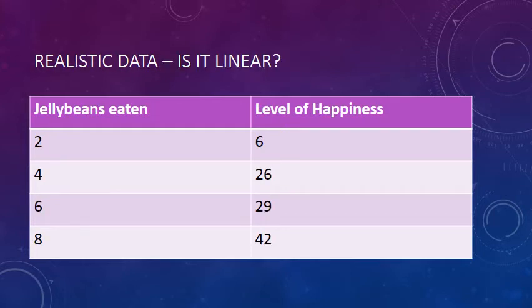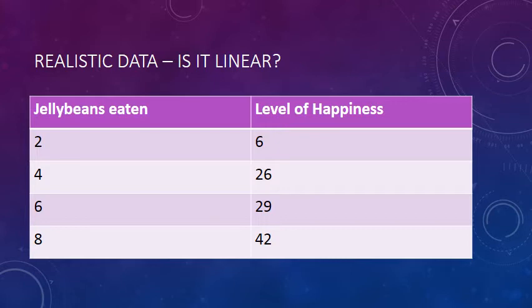So that last slide had some really ideal looking data. The relationship between the variables was pretty easy to see. Let's look at some more realistic looking data. Now, it's not as clear if the relationship between jelly beans eaten and level of happiness is linear or not.